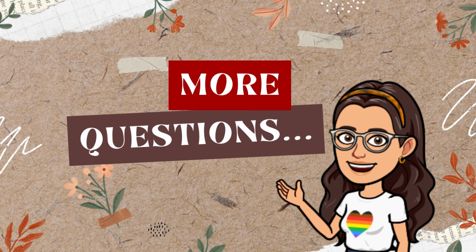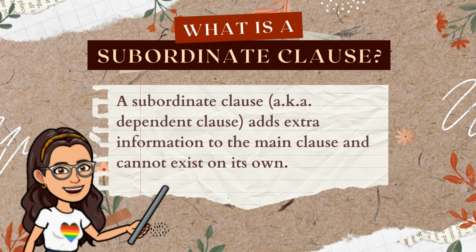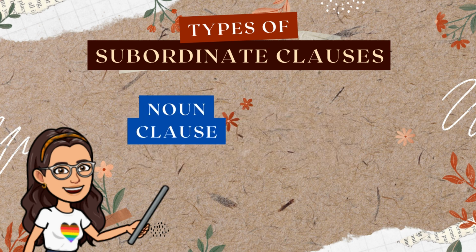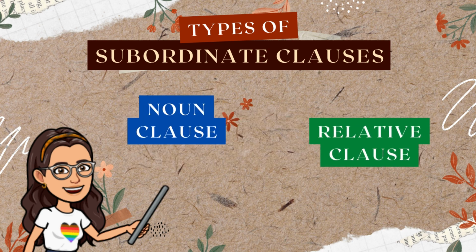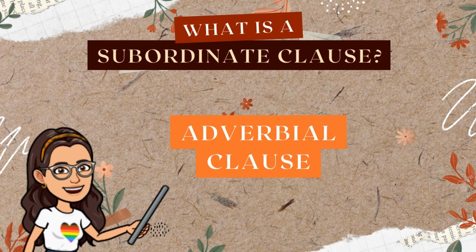Now, before we start, let's answer some other questions. What is a subordinate clause? A subordinate clause, also known as dependent clause, adds extra information to the main clause and cannot exist on its own. There are 3 types of subordinate clauses: noun clause, relative clause, and adverbial clause, which is the one that we are going to be focusing on today.